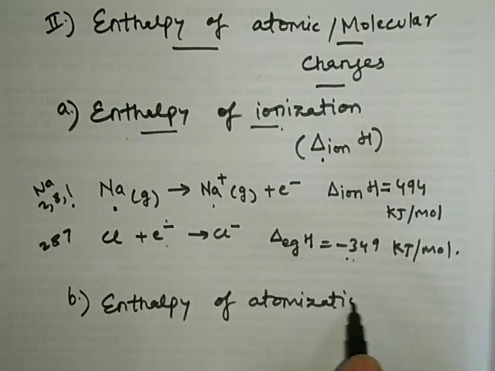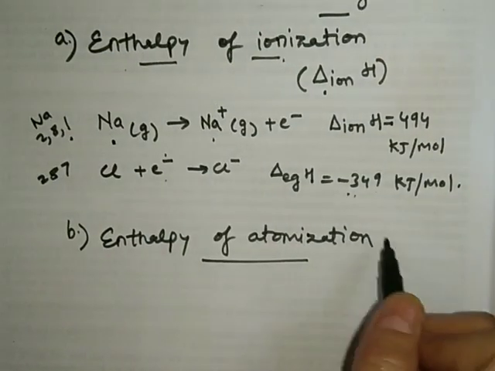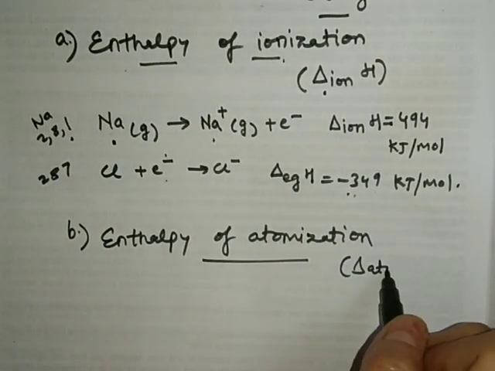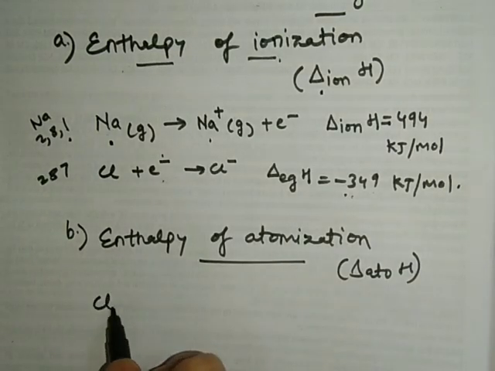Where a molecule will split into atoms. This is denoted by the symbol ΔatomH. Enthalpy of atomization will be what? The enthalpy change which is involved in dissociation of 1 mole of a gaseous molecule into atoms. Okay, enthalpy of atomization, let us take one example.